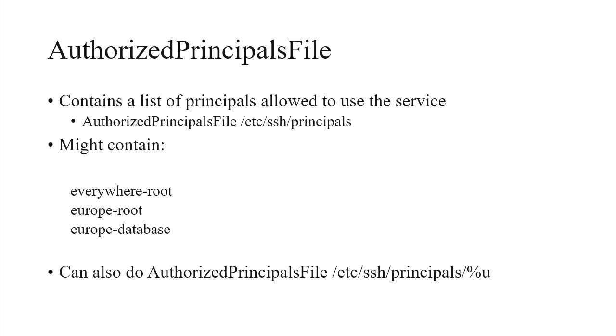And so this server is clearly in Europe. It's a database server. And folks on that team can log into it. You can also do this with an authorized principals file, /etc/ssh/principals/%u, and say someone presents a cert and they want to log in as root. SSHD will check /etc/ssh/principals/root and check that file for who can log in as that. So you might have a root file, a DB admin file, a web admin file, for just a few accounts on the host.